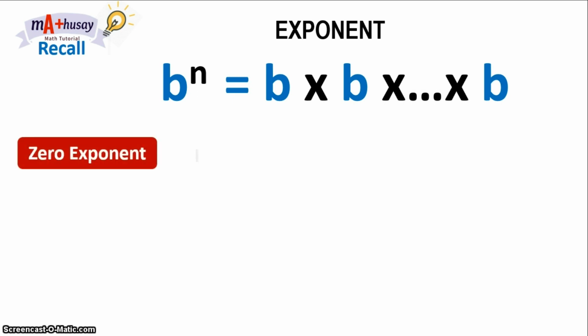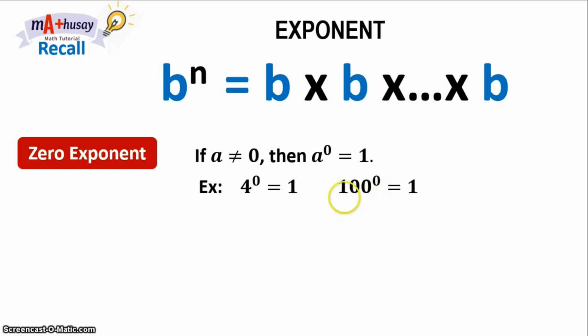Now, kapag meron tayong zero exponent, if a is not equal to 0, then a raised to 0 is automatically equal to 1. So, for example, we have 4 raised to 0, automatic yan, equal to 1 yan. 100 raised to 0, equal to 1 yan. So, no matter how large your a is or yung base natin, as long as yung exponent ay 0, that will always be equal to 1.